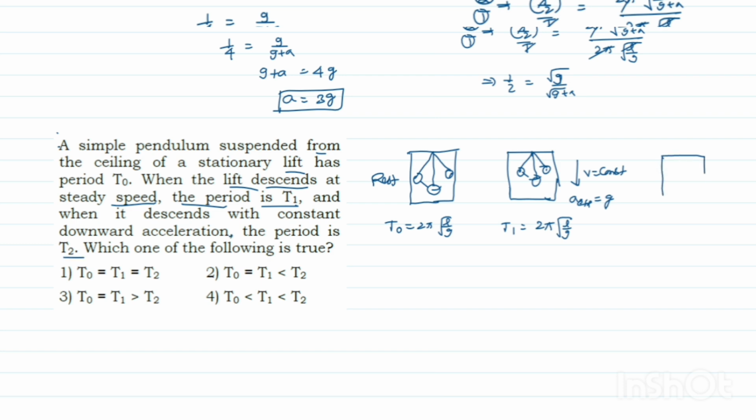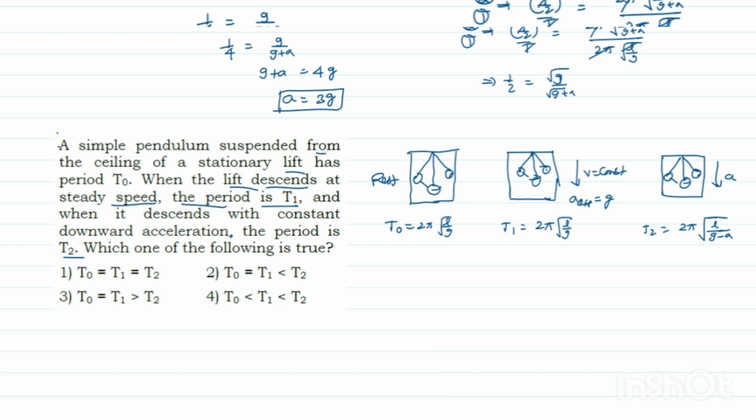Whereas in this case, it's given that the lift is moving down with a constant downward acceleration A. So when it's moving down with constant acceleration, then the new time period t2 is given, and here g will be affected. So it's nothing but 2 pi into root over L by (g minus a). These are the three cases we'll be getting.